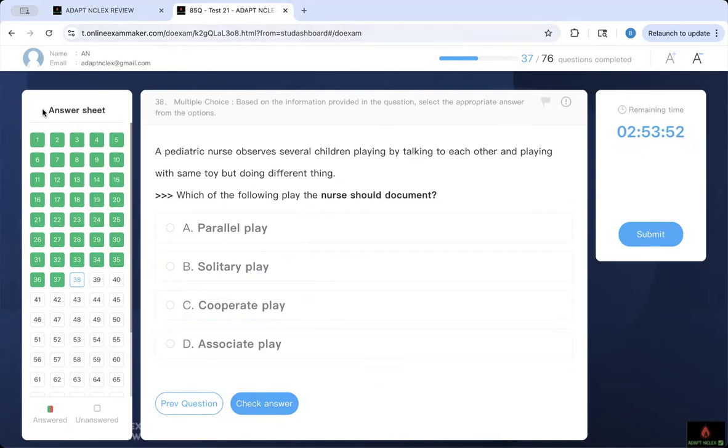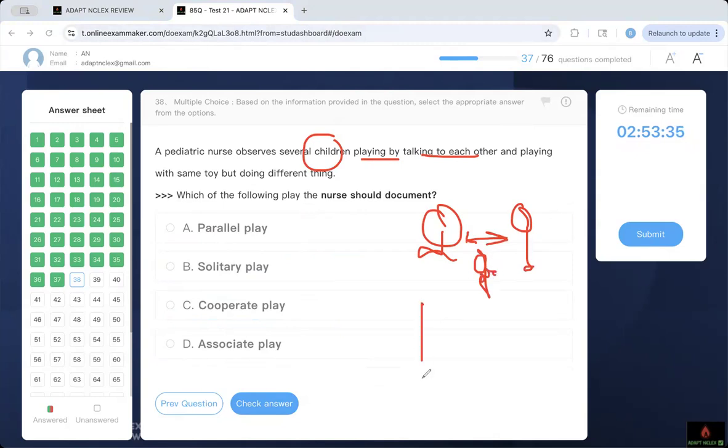You have to know the definition. I've given you the definition here. The children are playing. They're talking to each other. If this is one kid, that's another kid. They're communicating. They're playing with the same toy. So they are not parallel to each other. Parallel, I'm playing here, you're playing here, beside each other, but I'm using my own toy. You cannot touch my toy.